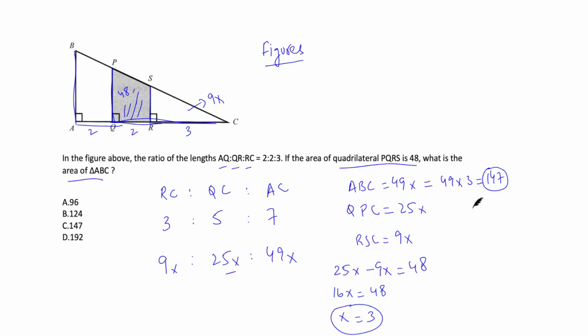You can also find out the other areas. The area of triangle QPC is 25 into 3, that is 75. And the area of triangle RSC is 9 into 3, 27.